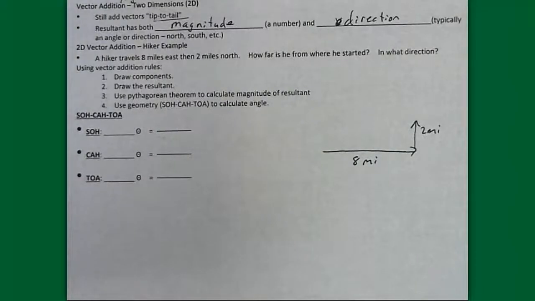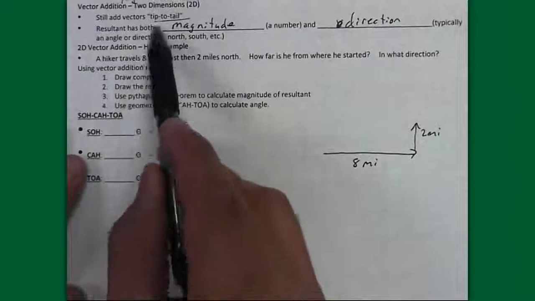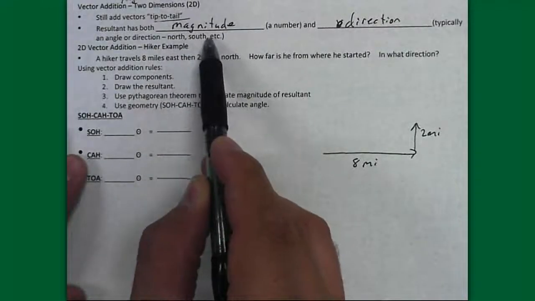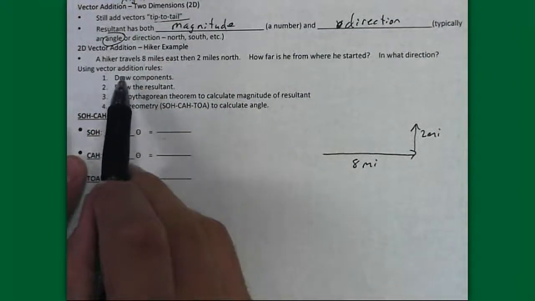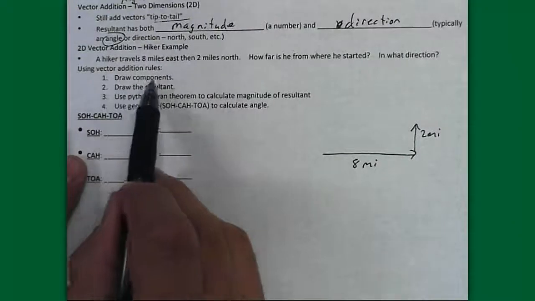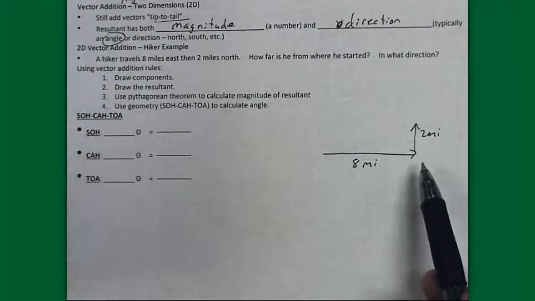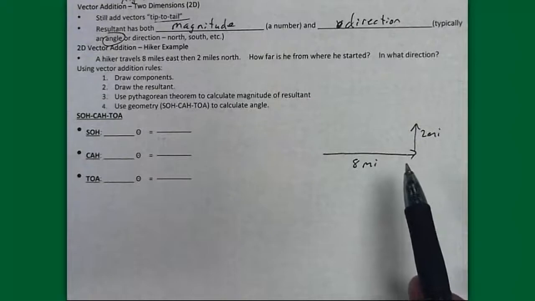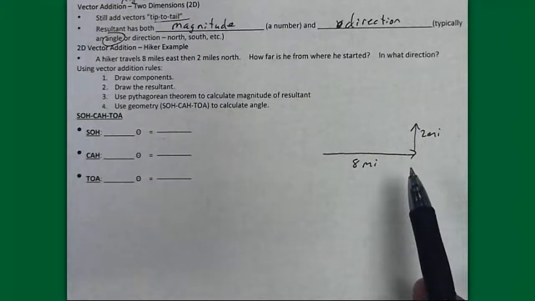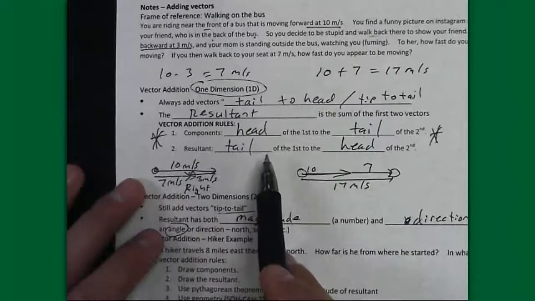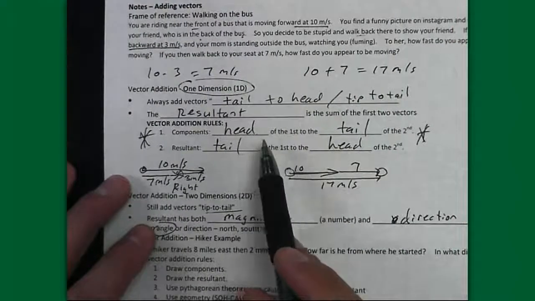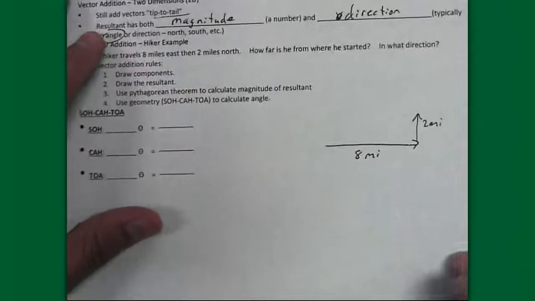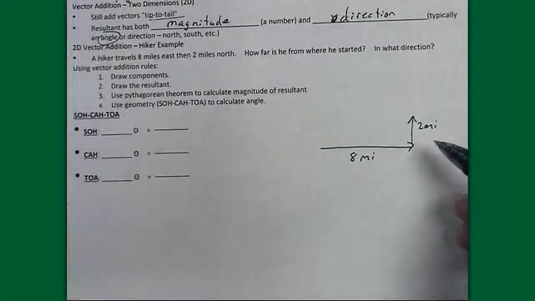But the fun part is that before we communicated directions in terms of north, south, east, west, left, right, etc. Now we're going to use angles. We're going to use geometry. So I'm going to go step by step through this. The first thing I want to do is draw the components, which I have already done. And I want you to notice the way I drew these. I followed the vector addition rules, which are still in effect. I drew the head of the first vector to the tail of the second vector. In other words, tip to tail.